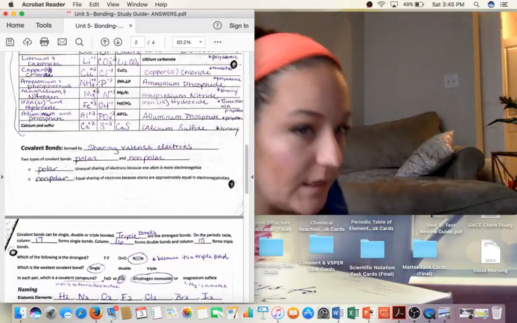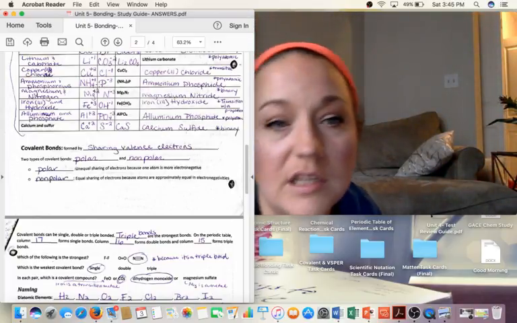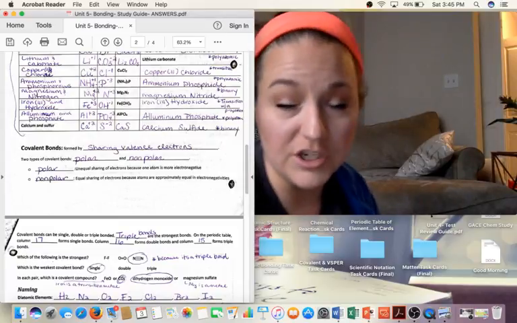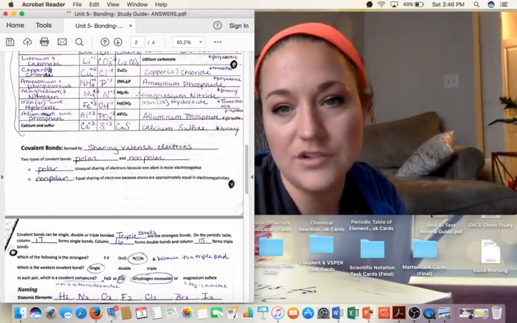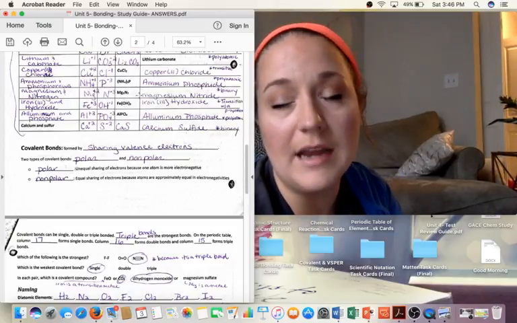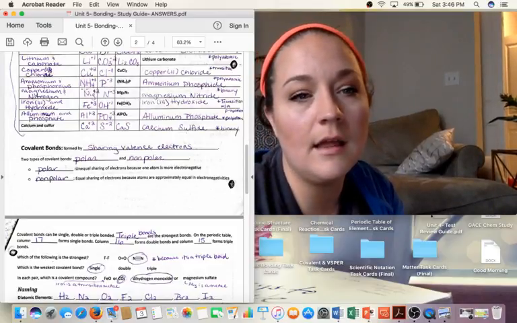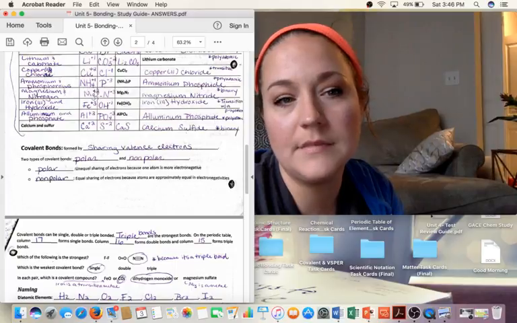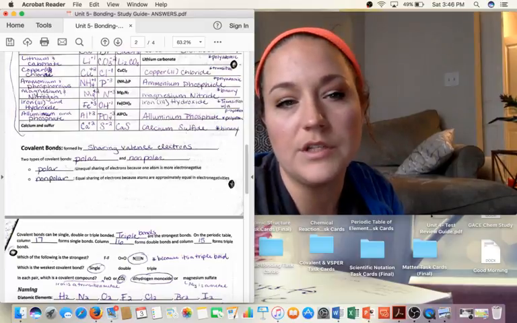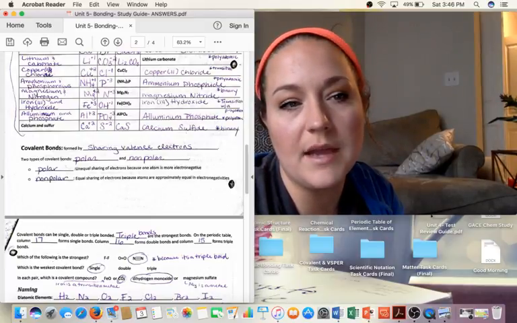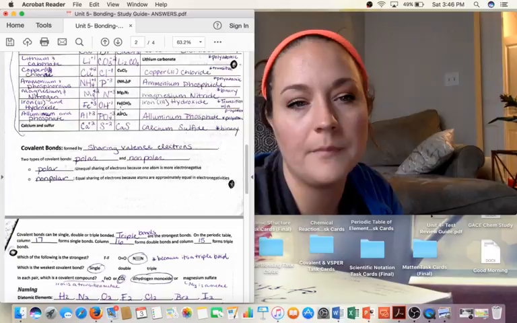So, next one, it gives you magnesium, and it gives you nitrogen. Remember that you change nitrogen to nitride, an IDE at the end. Magnesium has a +2, nitrogen has a -3. So the only two elements involved are going to be magnesium and nitrogen.